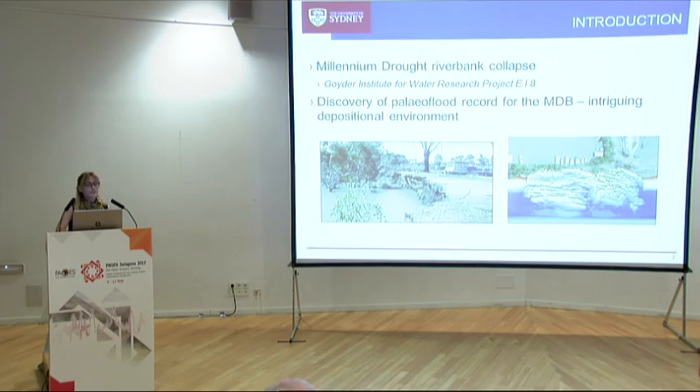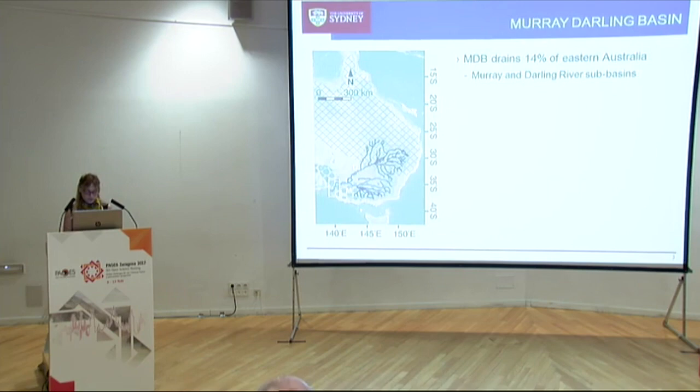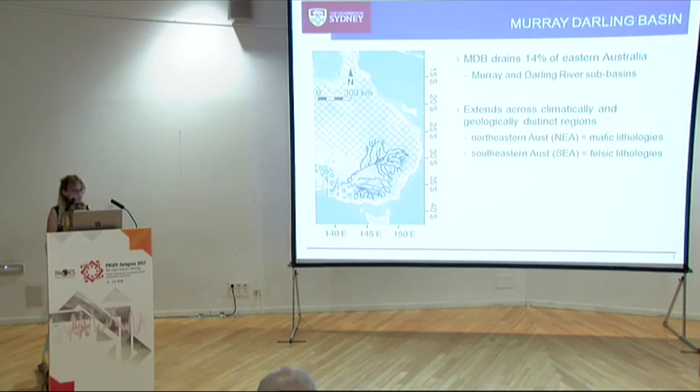So the Murray-Darling Basin drains 14% of eastern Australia. It's shown here in the blue shading. It's comprised of the Murray and Darling sub-basins, the Murray in the south and the Darling in the north. And it extends across climatically and geologically distinct regions, with northeastern Australia draining more mafic lithologies in direct comparison to southeastern Australia draining more felsic lithologies.